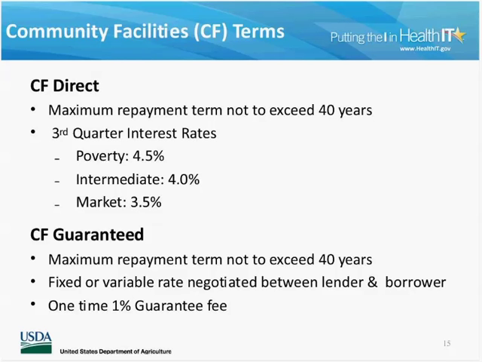Under the CF Direct program, which is a direct loan made to the eligible entity, the maximum repayment term should not exceed 40 years. Currently, our third quarter interest rates are, for those at poverty level, 4.5%, intermediate is 4%, and market rate is 3.5%. Under the CF Guaranteed program, the maximum repayment term, again, is not to exceed 40 years. It is a fixed or variable rate negotiated between the lender and the borrowing institution, and there is an additional one-time guarantee fee applied to the loan. I think it's important to remember that though our grant funds are limited, we do have significant capital investment available for our direct loan program, and obviously, as you can see from this slide, the terms of our lending are very, very favorable right now.